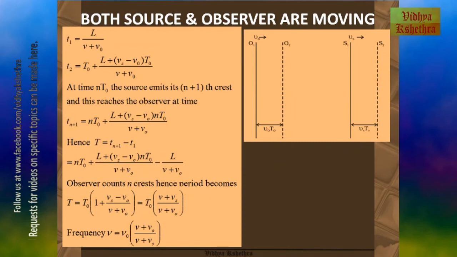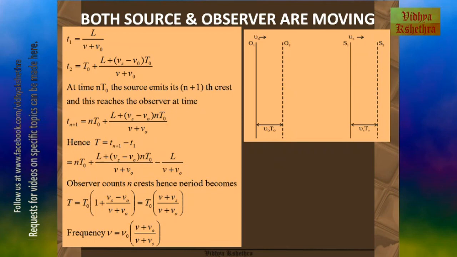Now at time Nt0, the source emits its n plus 1 crest and this reaches the observer at time Tn plus 1 is equal to Nt0 plus (L plus (Vs minus V0) into nt0), the whole divided by (v plus v0). Now for calculating the period, t is given by tn plus 1 minus t1, which is equal to nt0 plus (l plus (vs minus v0) nt0) by (v plus v0) minus l by (v plus v0).